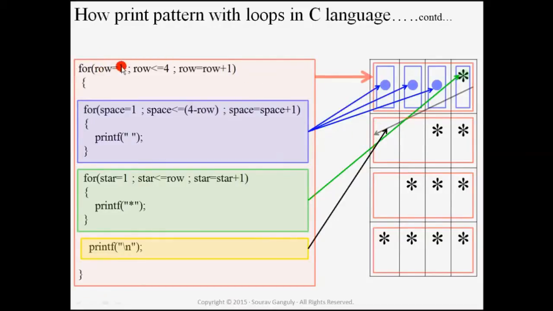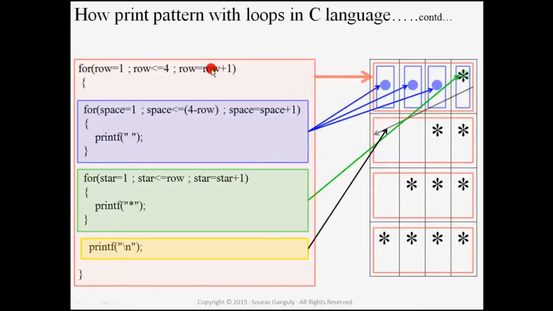Now when the row number is 1, the cursor will directly come here. It will initialize space with 1, and check space less than or equal to 4 minus row number, that is 3. Then the cursor will come here and print the space. Then the cursor will go here, increase the value, check the condition, print the value. This way, it will print 3 spaces in a row. When this condition becomes false, the cursor will come here and initialize the star with 1. Then check the condition, 1 less than or equal to 1, condition true, and it will print the star here. Then increase the value of star by 1, the condition becomes false, and the cursor will come here. This printf statement will execute and the cursor will move to the next row.